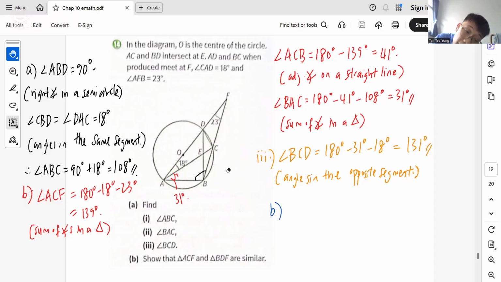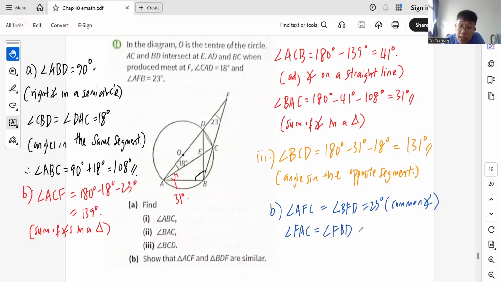Okay, there are many tests of similarity, right? So maybe we can first think about the AA test first, right? Because it's the easiest. Two angles can already. Okay, so that means, let's see. A, F, C, B. Okay, can, I got it. So if you look closer, angle AFC is 23, which is also equal to angle BFD, which is 23, correct? 23 degrees, common angle. They are essentially the same angle, right? AFC, this one, BFD, this one also. Common angle. Okay, so that's the first A. Second is angle FAC, which is also equal to angle FBD. Why?